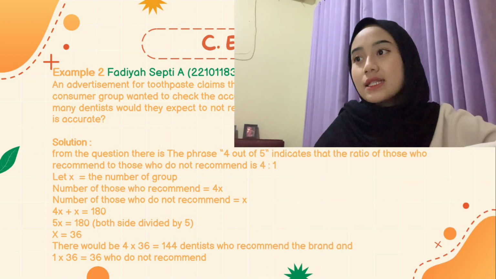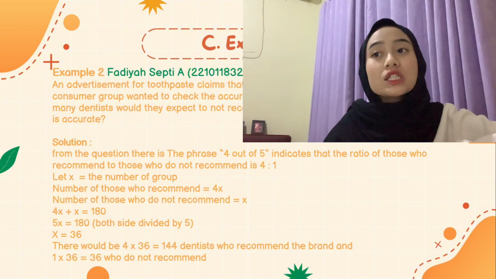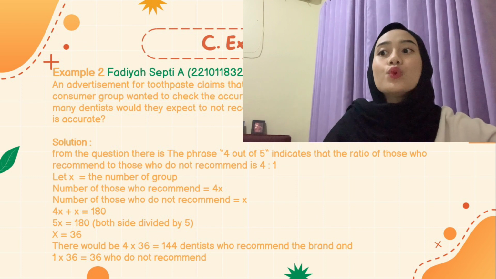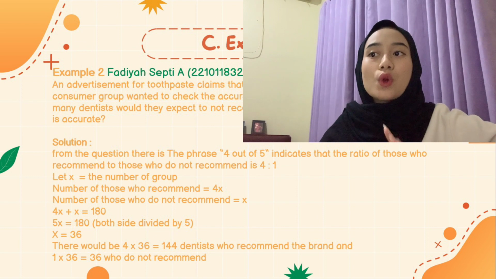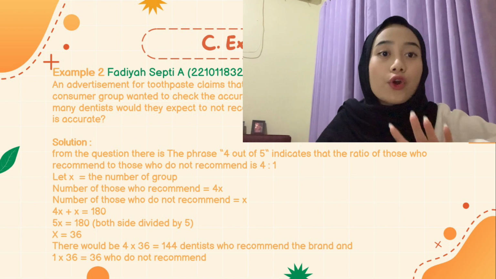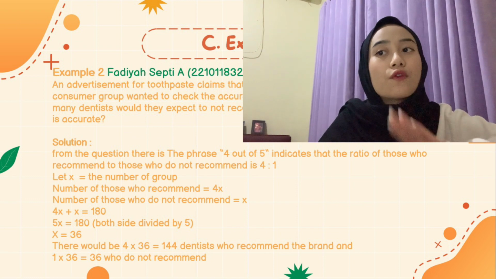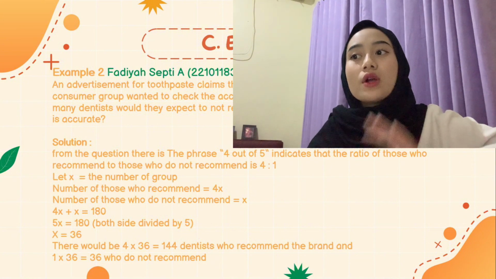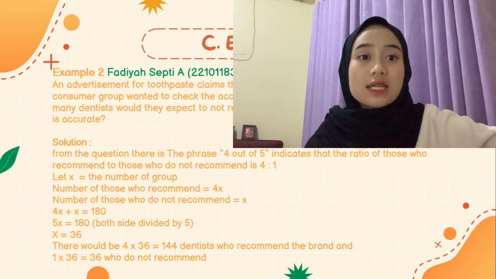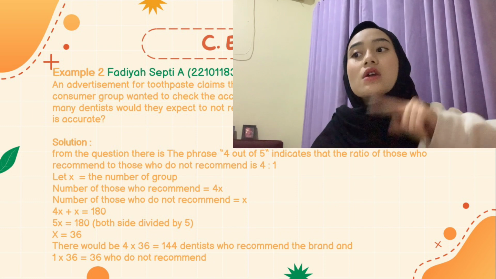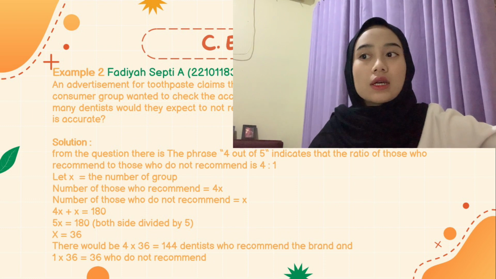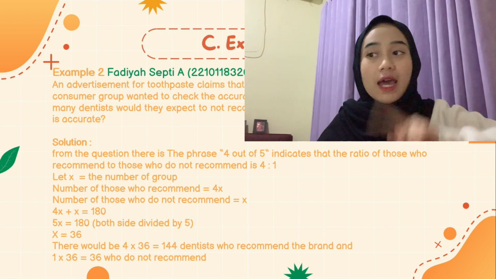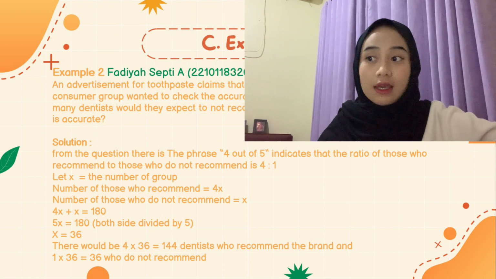And the solution is, from the question, the part 4 out of 5 indicates that the ratio of those who recommended to those who don't recommend it is 4 to 1. Let x be the size of the group, so the number of those who recommend it is 4x, and the number of those who don't recommend it is x. So we have 4x plus x is 180.